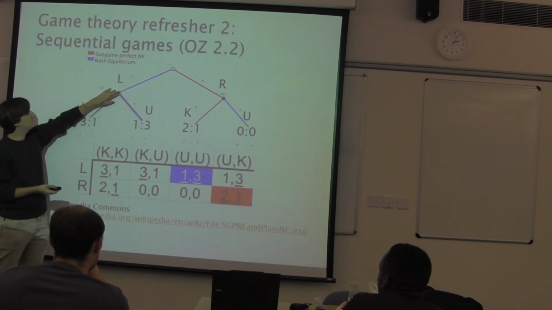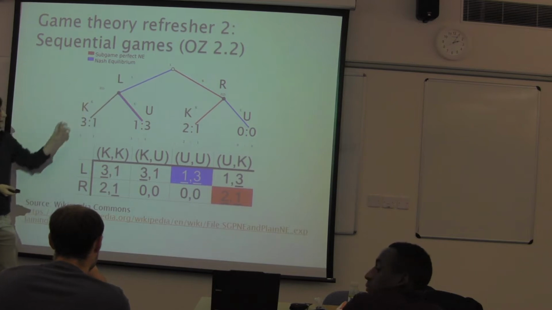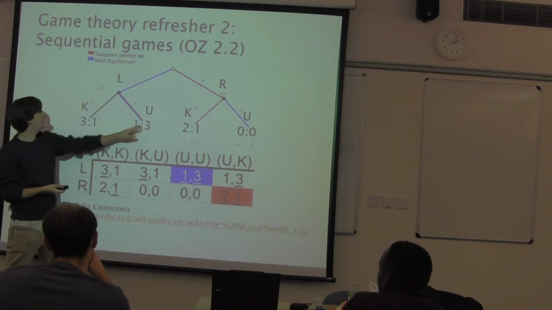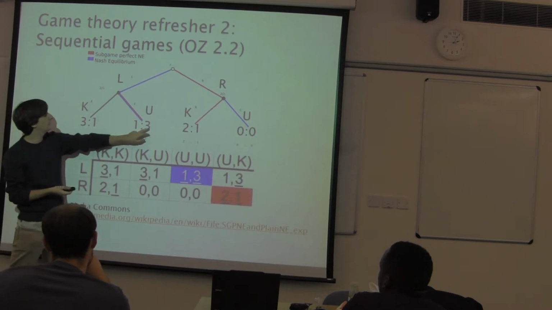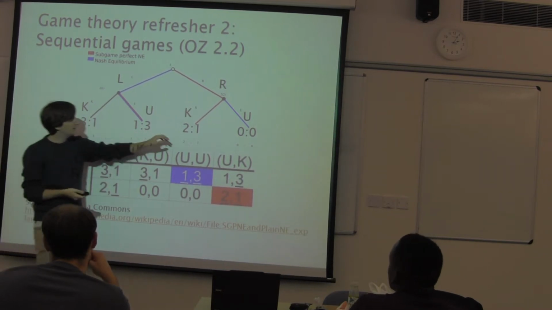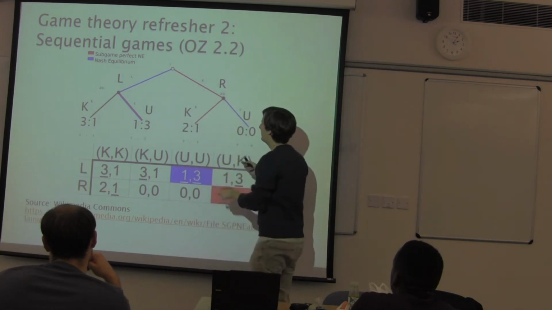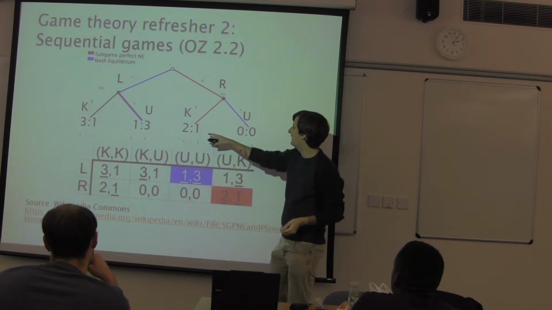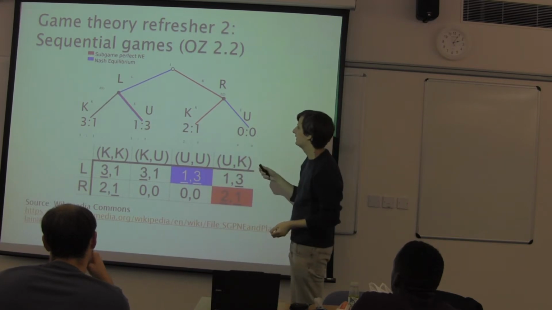So let's just imagine we were here to start with. Imagine player 1 had already played left. What would player 2 want to do now? U. Exactly, because 3 is bigger than 1. Player 2 always prefers to do U. And likewise, if we were here, what would player 2 like to do? Yeah, because 1 is bigger than 0.